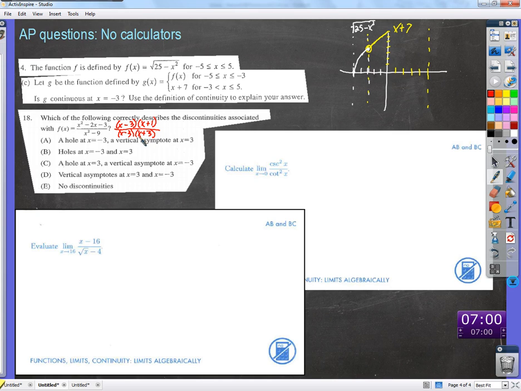But negative 3, on the other hand, only gives us 0 in the denominator, so it's an asymptote. So negative 3 is an asymptote, and 3 is a hole, so yeah, C.